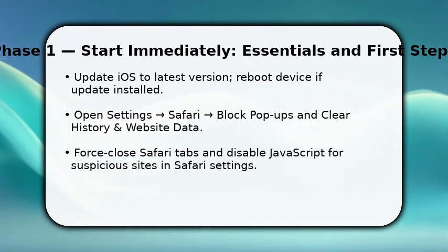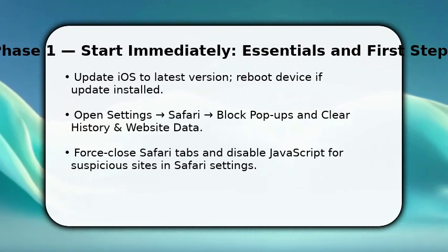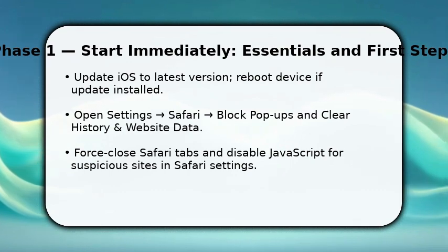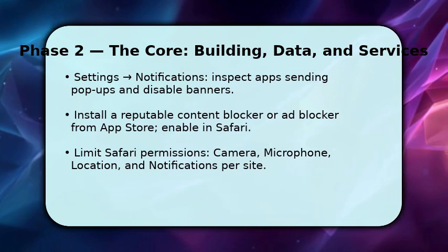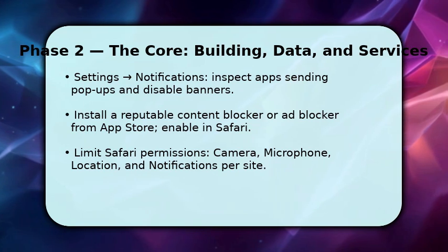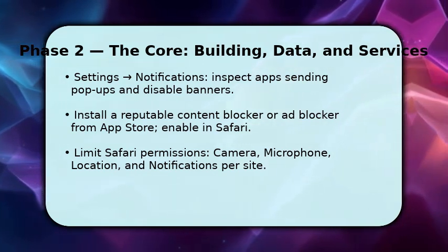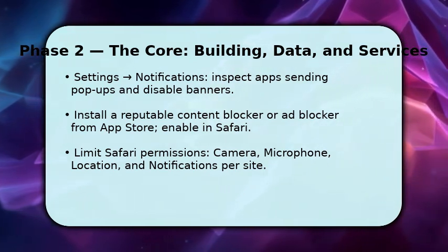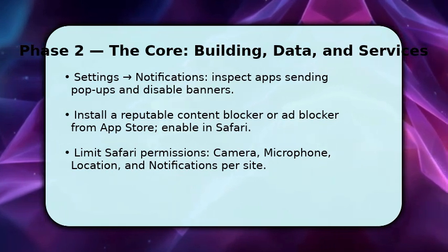These steps remove active sessions and prevent old data from triggering pop-ups again, so take them before moving to targeted blocking and notifications adjustments. Once your browser is reset, you next restrict the sources that generate pop-ups. Open Settings, Notifications, and turn off banners for any app that sends unsolicited alerts. Make sure to keep critical apps allowed. Then install a trusted content blocker from the App Store and enable it under Settings, Safari, Extensions to filter scripts and ads.